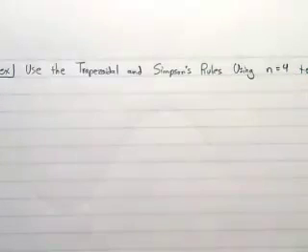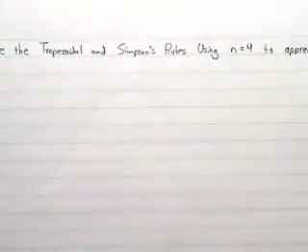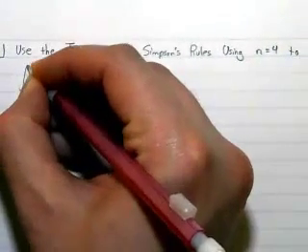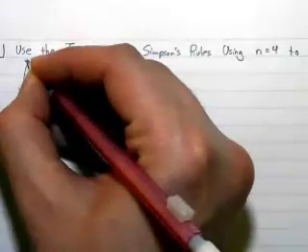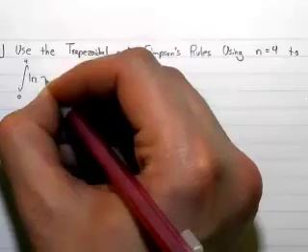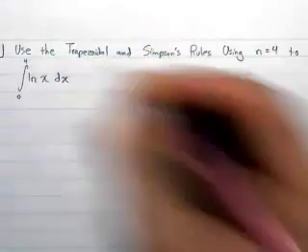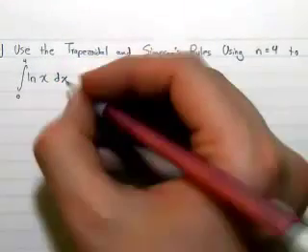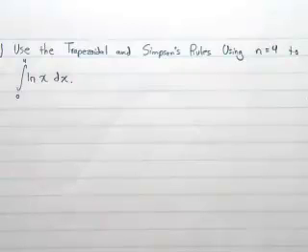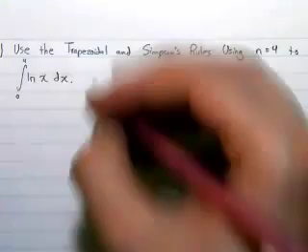So we're going to use the trapezoidal and Simpson's rules using n equals 4 to approximate the integral from 0 to 4 of the natural log of x dx. All right, and then I will give you the exact value of this, and I'd like you to use that to calculate your percent error for each.